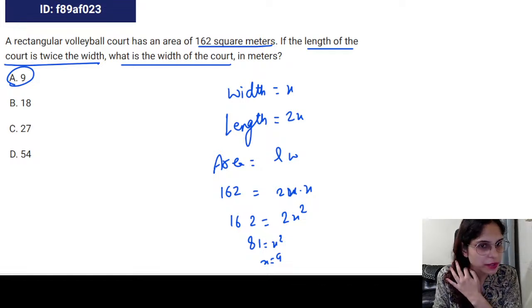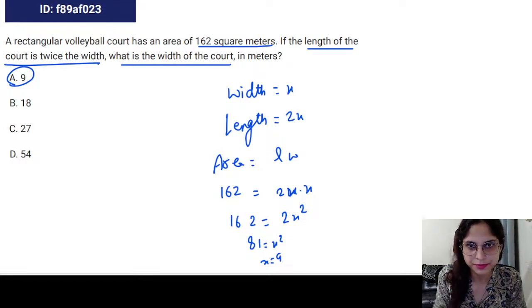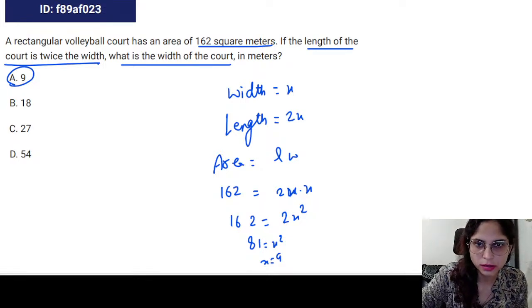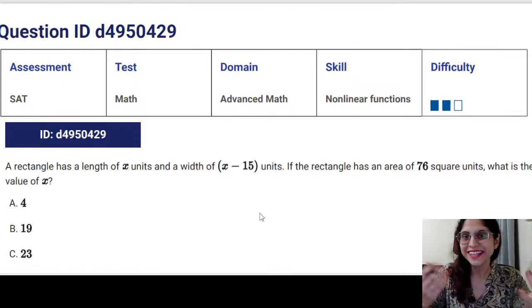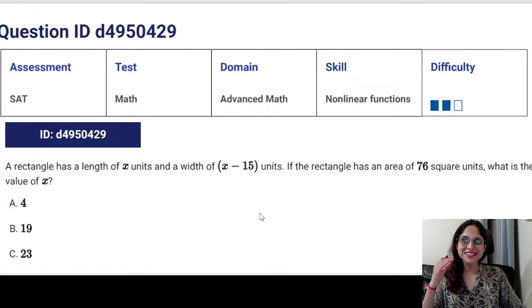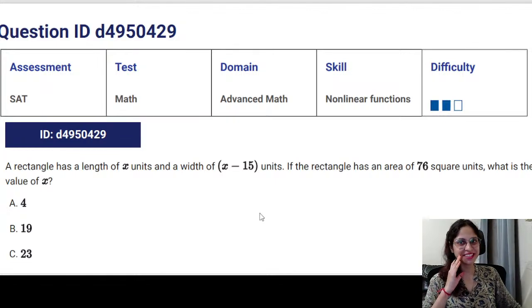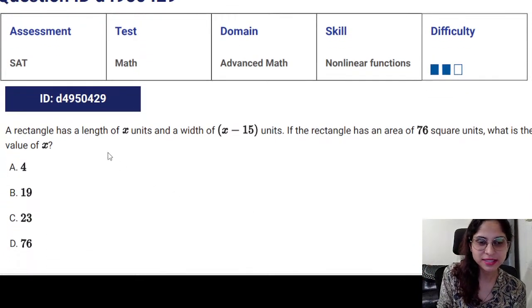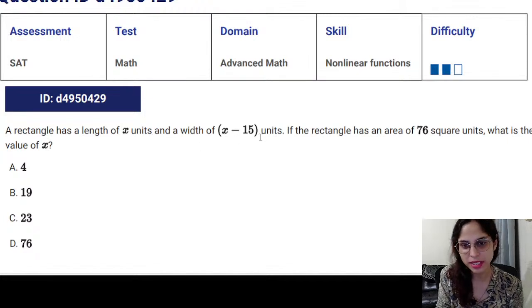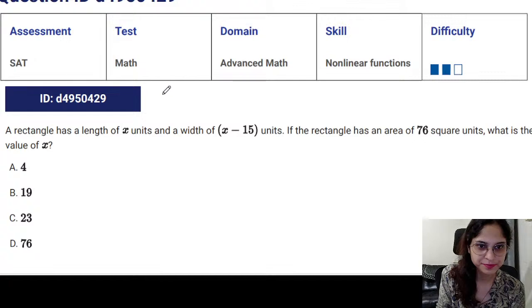Now after question number 12 is question number 26. That's the third question in medium quadratics. Again, in medium quadratics, this is the third question, and still it is the area of the rectangle. So here also the rectangle has a length of x units, width of x minus 15 units, area is 76. What is the value of x?